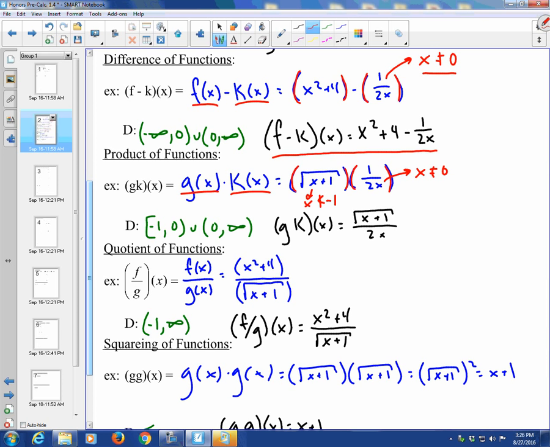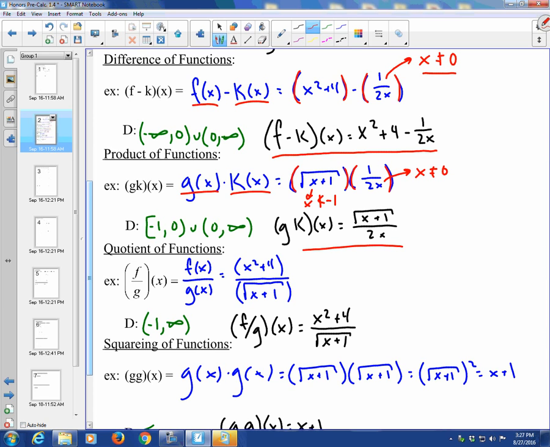So with our two restrictions, we can determine a domain that goes from negative 1 to 0, union with 0 to positive infinity, including negative 1, but of course not including 0. And right here, our g times k of x, the simplified form of this equation, would basically just be that square root of x plus 1 multiplied into the numerator, right?